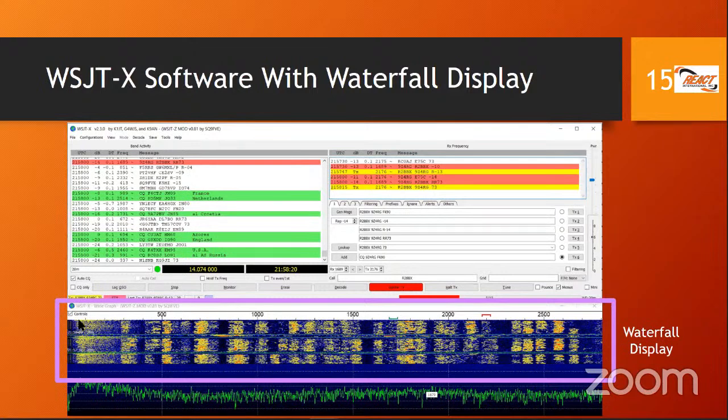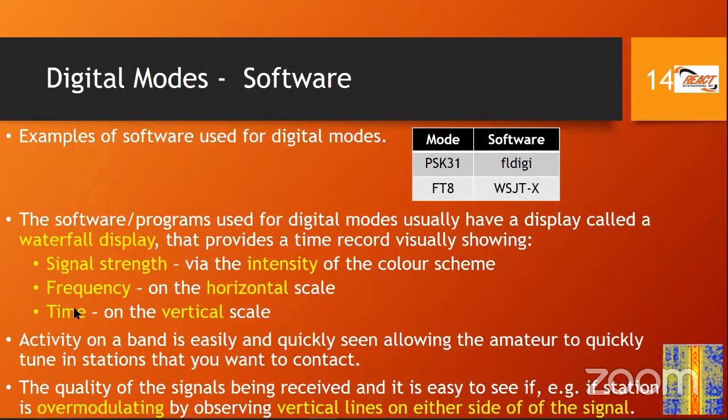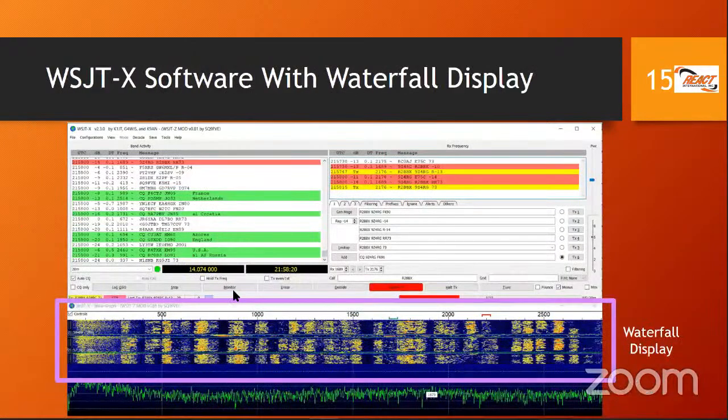So the more recent signal is on the top, and the waterfall flows downwards. It flows, so it moves. It's not static. This is why we call it a waterfall, because it moves downward with time. So time is on the vertical scale, and that's the point that they've made here in these bullet points. WSJT-X software and waterfall display.